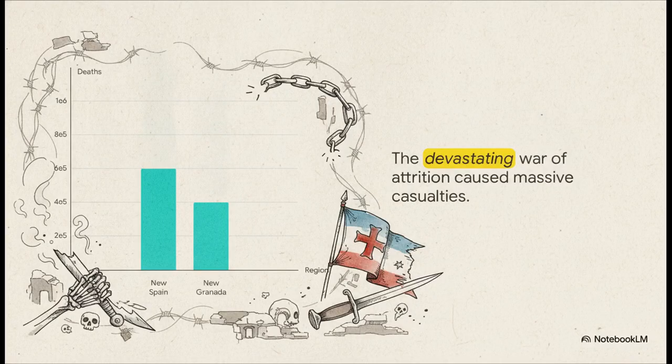And when you break it down by region, the war of attrition is just brutal. New Spain, modern-day Mexico, suffered an estimated 600,000 deaths. New Granada in Venezuela saw roughly 400,000 dead. In places like Venezuela, the population was severely decimated, literally losing a massive percentage of its total inhabitants over 15 years of relentless, grinding conflict.